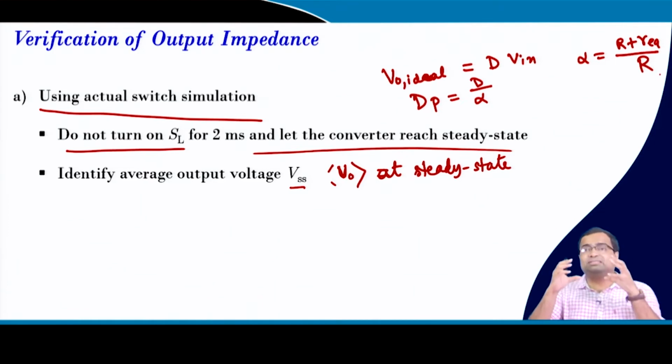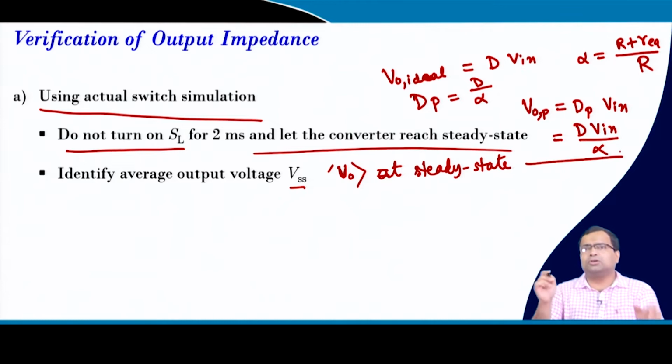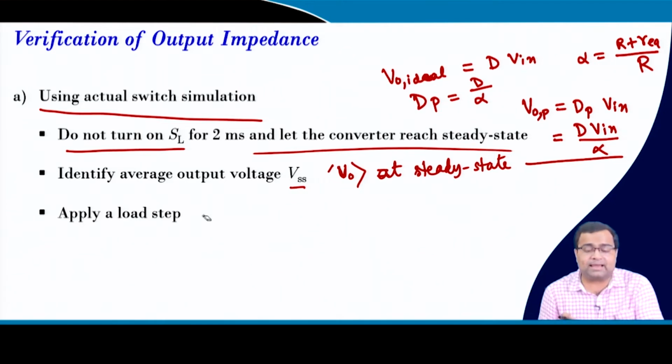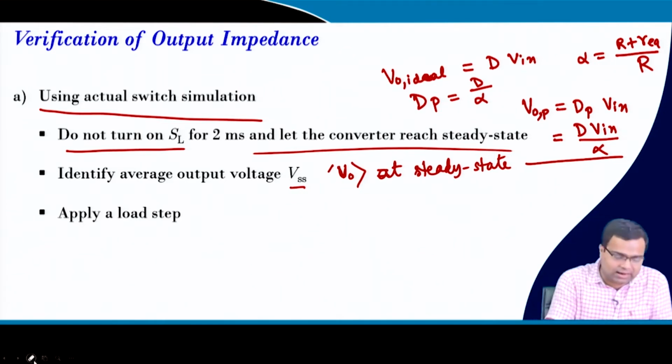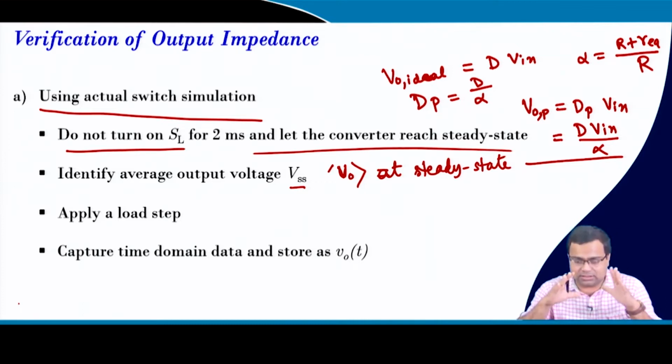So, the practical duty ratio is smaller than the actual duty ratio, that we have discussed in the DC equivalent circuit. So, that means our V0 practical should be D practical into V in, which is nothing but D into V in by alpha. That means we can find it out without searching. Okay. So, now we will apply a load step up transient at 2 milliseconds. Then we need to capture the time domain data, because this has the full data of the output voltage, and we need to store it as V0 t.